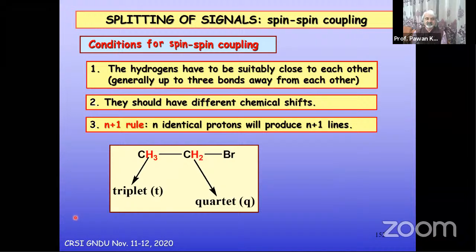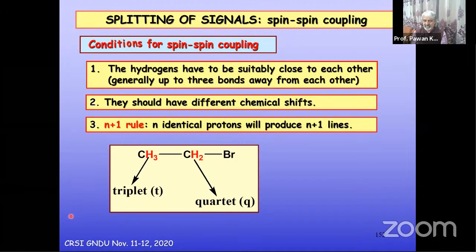The third one is that we can find out the multiplicity of the signal by the n+1 rule, where n is the number of identical protons in the neighborhood. For example, CH3, CH2, Br. What would be the multiplicity of CH3? N is the number of neighboring hydrogens. The neighboring hydrogens are 2. So 2 + 1, triplet. And the multiplicity of CH2 would be 3 + 1, 4, quartet.